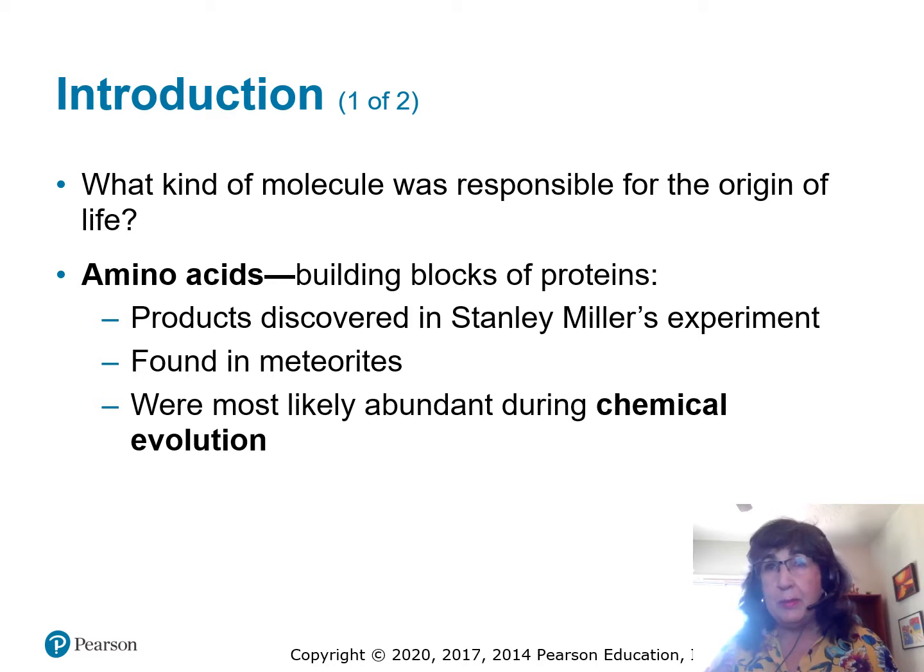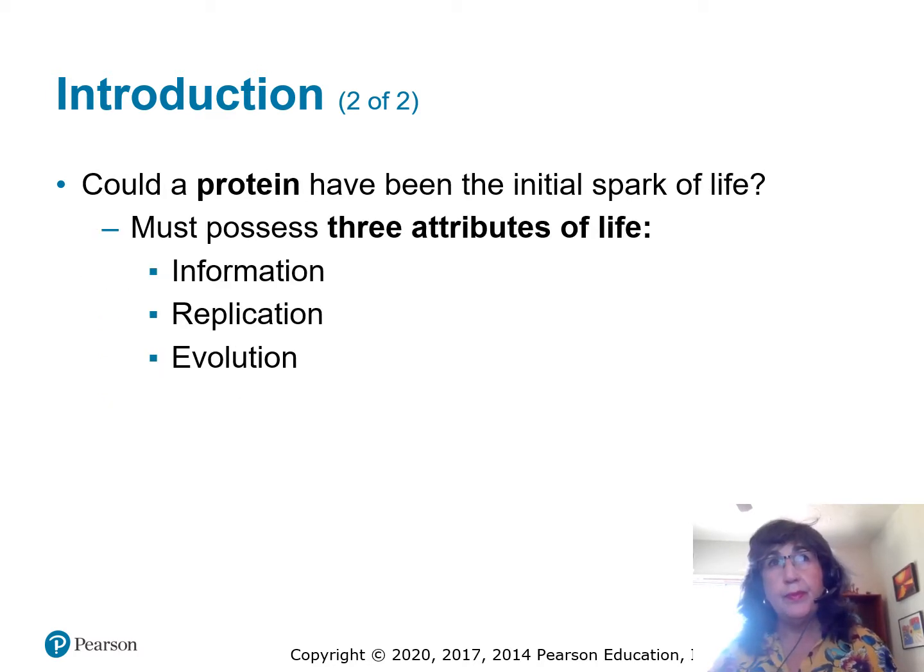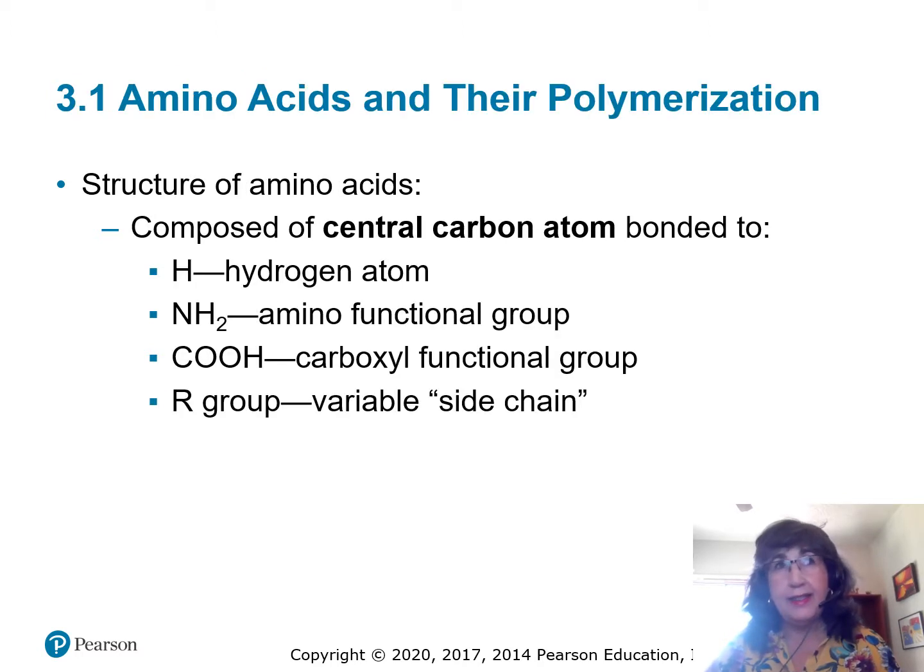In Stanley Miller's experiment, which we saw in the previous chapter, with the atmosphere and the ocean in bulbs of glass, we know that under certain conditions, we can in fact synthesize amino acids under lab conditions that reflect those of primordial Earth. So as I mentioned before, proteins probably did not spark life, because to spark life, you need to have information, replication, and evolution. And information and replication is typically found on DNA, not proteins.